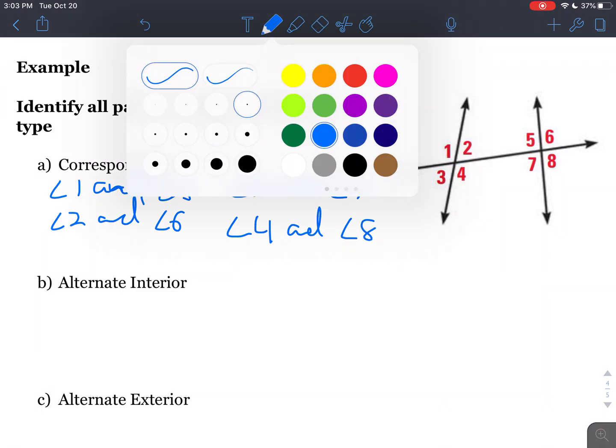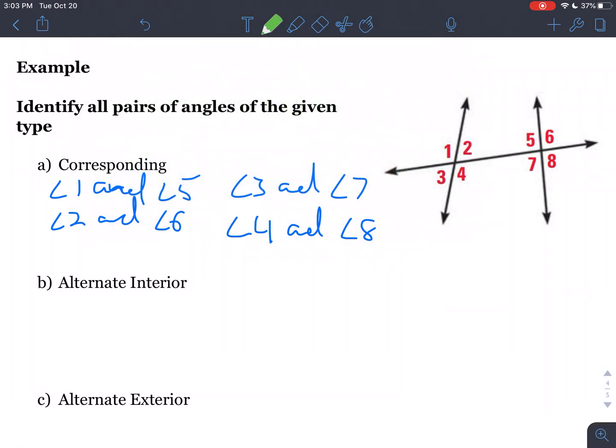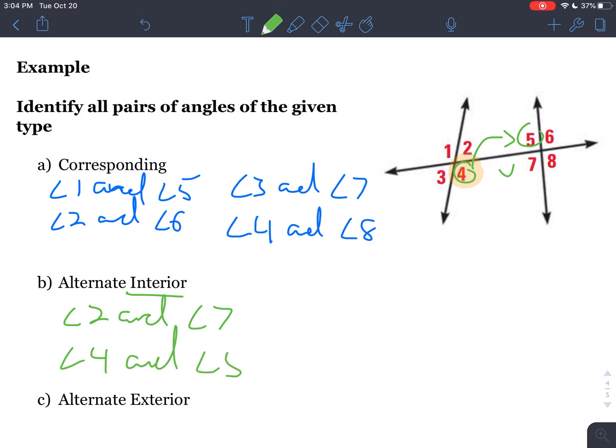Now let's take a look at alternate interior. I'll do these in green. Alternate interior. So we're only looking at the inside angles. So we can only look at 2 and 4 and 5 and 7. We don't need, because these are in between the two lines, we don't need 1 and 3 or 6 and 8. So 2 is one of the angles we can work with. It's on the interior. We want to go to the opposite side to find this one, and along the other intersection. So 2 and 7 are alternate interior angles, angle 2 and angle 7. Next, we're going to look at angle 4. We have to look still on the interior, but on the opposite side to angle 5. Angle 4 and angle 5.